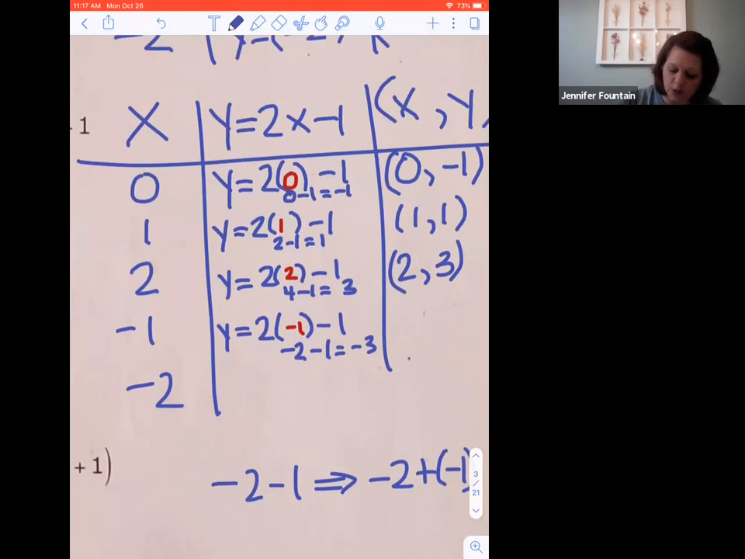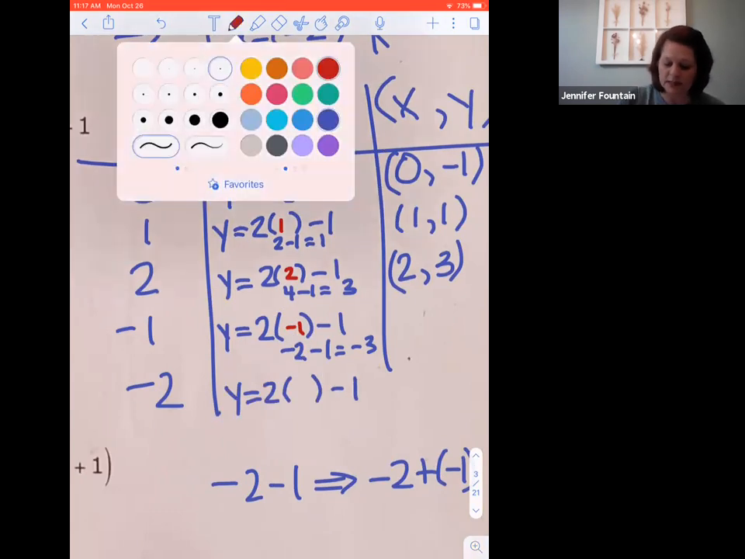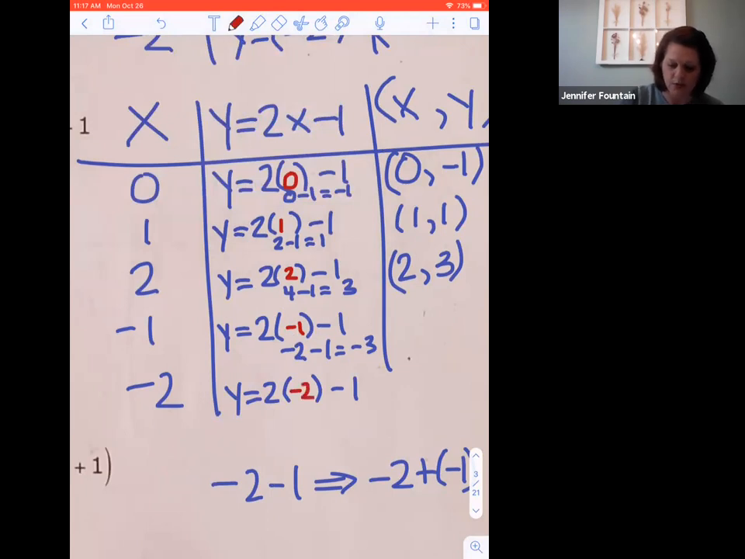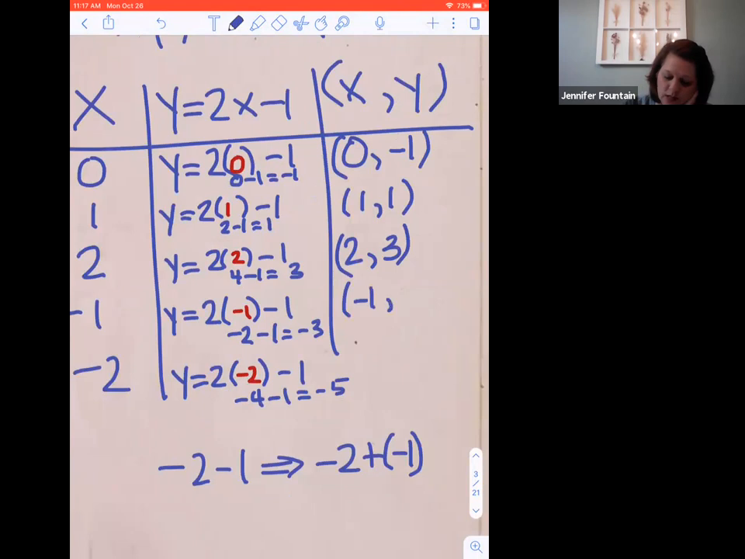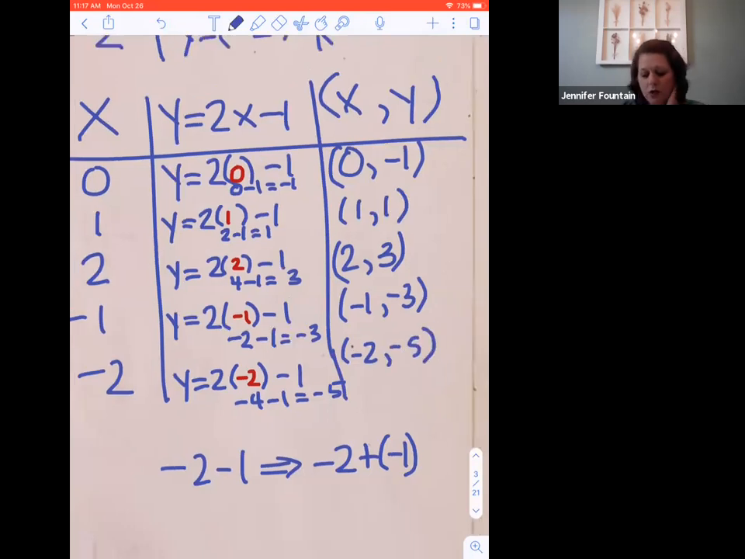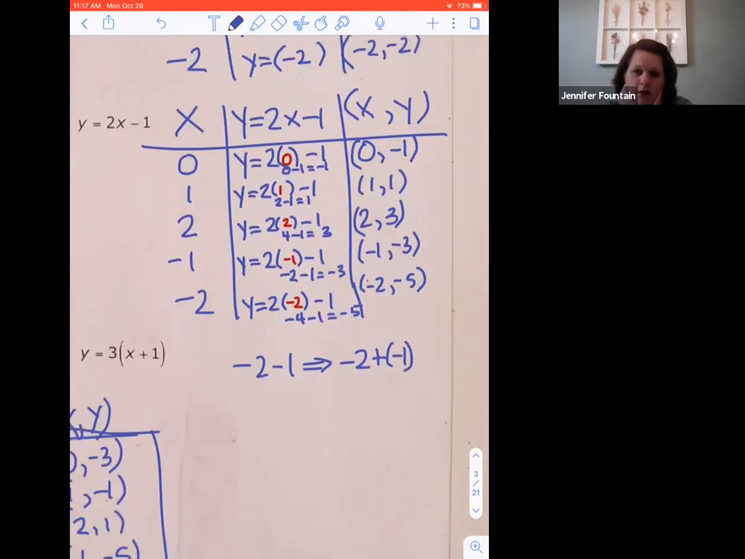Okay. And the last one, y equals 2, do my parentheses. In my parentheses, I'm going to plug in a -2. Again, being super careful when I deal with my negatives. 2 times -2 is going to be -4. -4 minus 1 equals -5. Whoop, I forgot to write my ordered pair for -1. -1, -3. And then for -2, if x is -2, y is -5. So I've ended up with the ordered pairs 0, -1, 1, 1, 2, 3, -1, -3, and -2, -5. Chad?